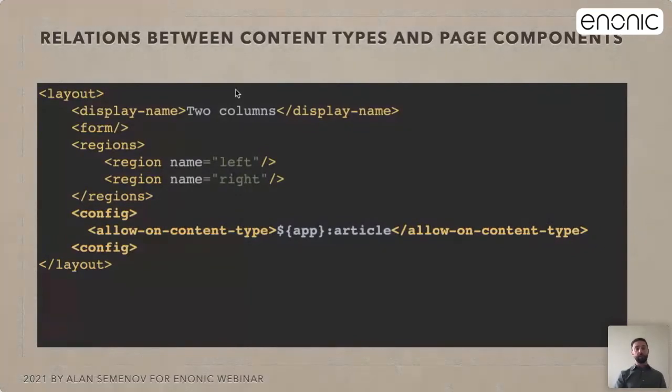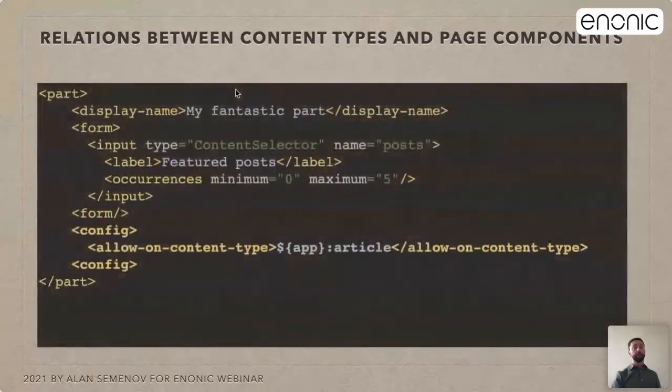This layout is allowed for, and just as with the allow child content type in the previous example, you can specify several content types or use wildcards or combine the two. And of course, the same goes for the parts as well. Same config property can be used in part schemas to enable parts only for specific content types. All right.